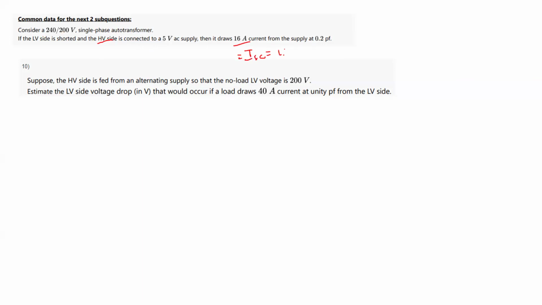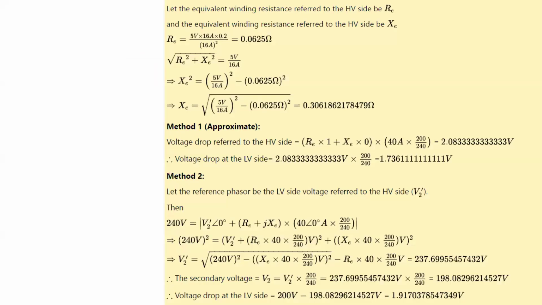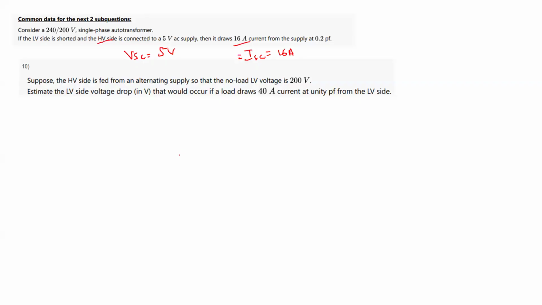Okay, this ISC is 16 ampere because they are getting the current by shorting the other side. Then the voltage on the low voltage side is 5 volt, and this is the power factor. So these things you keep in mind. Now if you do that, you can calculate these parameters.